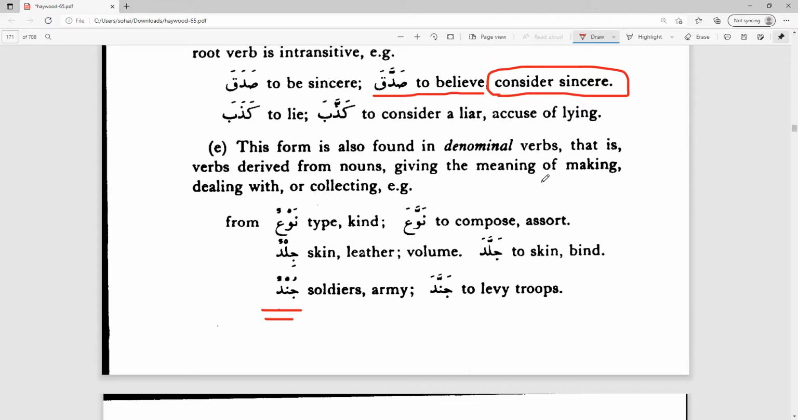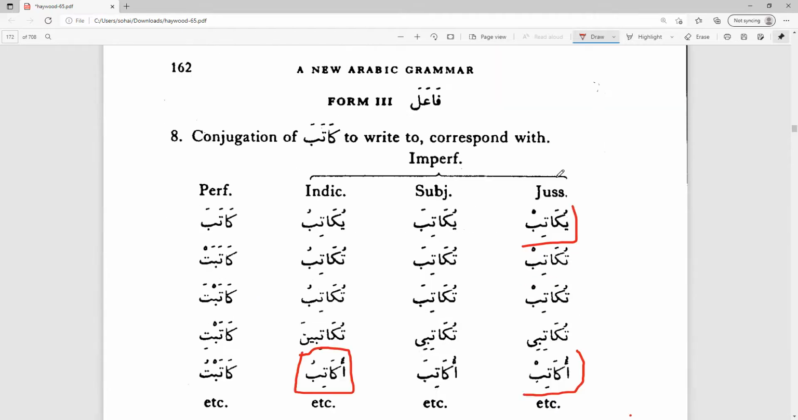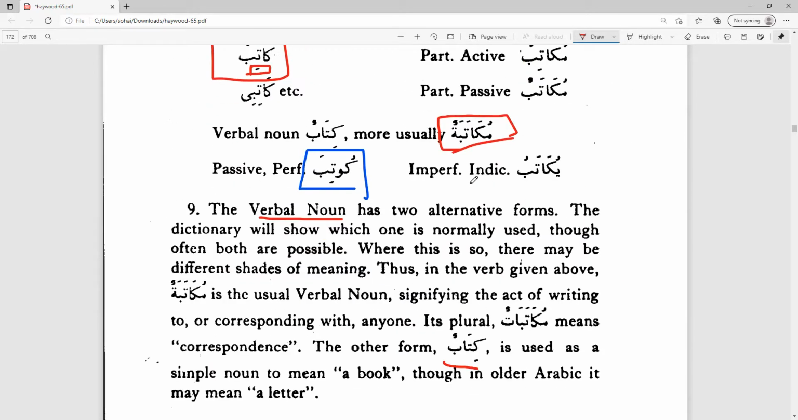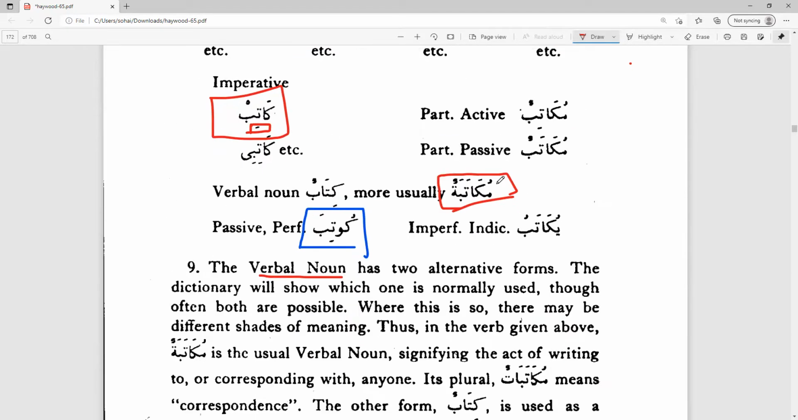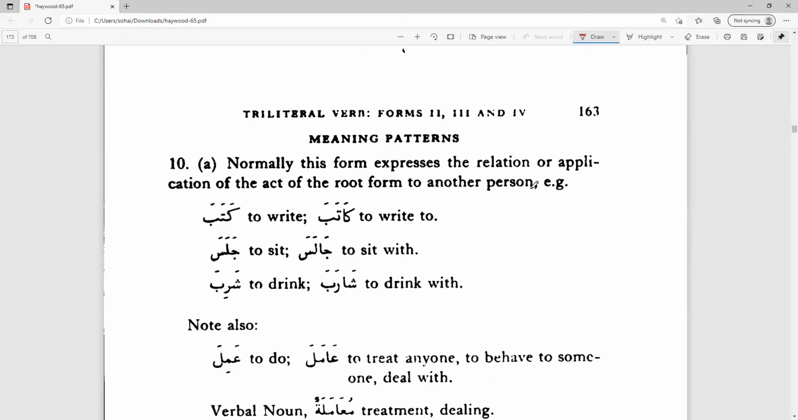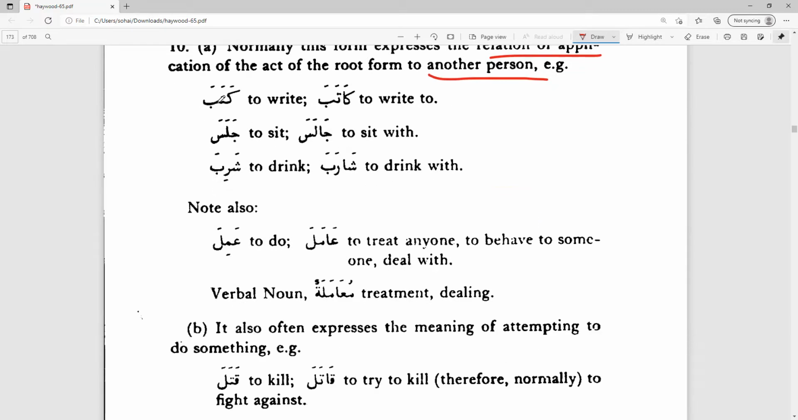Then with the third form, we said it normally expresses the verb with a relationship or application of an act to another person. So kataba means just to write, kaataba means to write to. Kataba kitaban, he wrote a book. You don't need to write, it's not related to anybody else. But if you want to write to someone, kaataba, it becomes a relation to somebody else. Jalasa, to sit. Jaalasa, to sit with. So it becomes a relationship with another person.